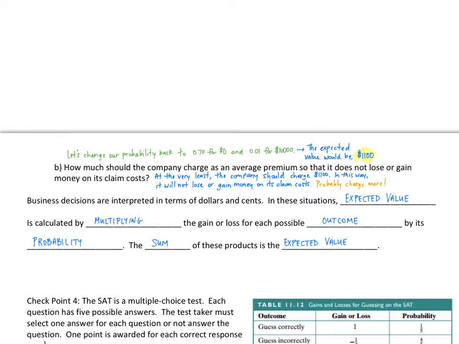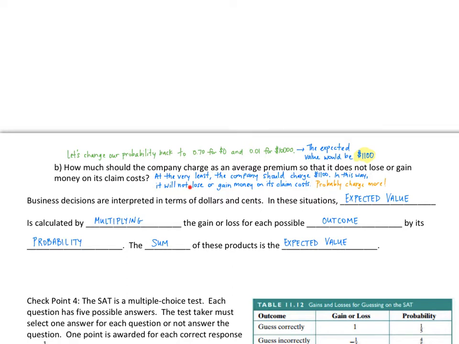Now let's suppose we went back and we changed the probabilities back to 0.70 for a $0 claim and 0.01 for the $10,000 claim. If you were to go through and calculate the expected value, it would be $1,100, which makes a little bit more sense and isn't so drastic like the $8,000 that we came up with in that previous Part A example. But now, how much should the company charge as an average premium so it does not lose or gain money on its claim costs?